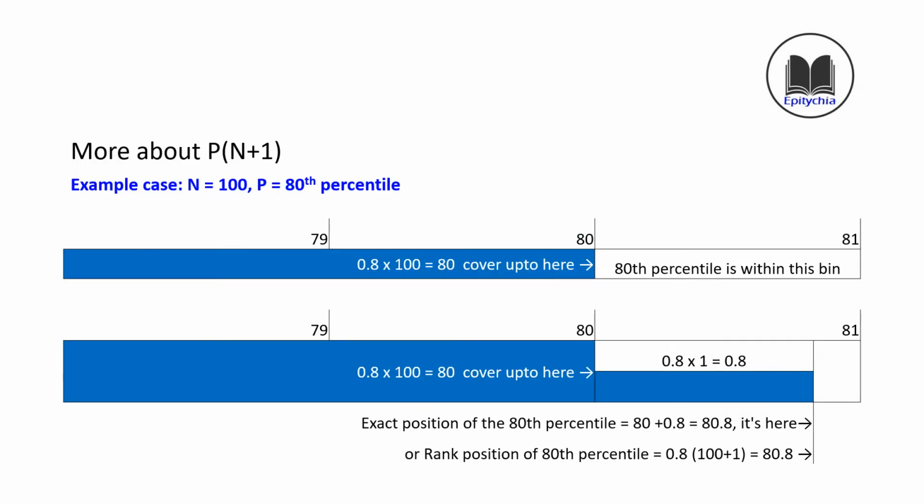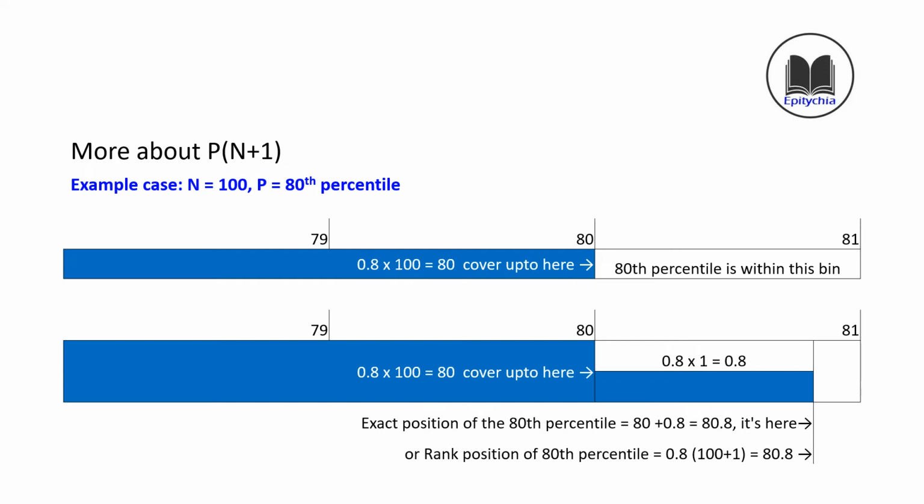Here, a close view of bin number 80 is given for easy understanding. The case is the 80th percentile of a data set of n equals 100. When we multiply 0.8 with n, that is 0.8 into n, it gives the rank as 80. It implies the required 80th percentile falls in the bin just above this 80.